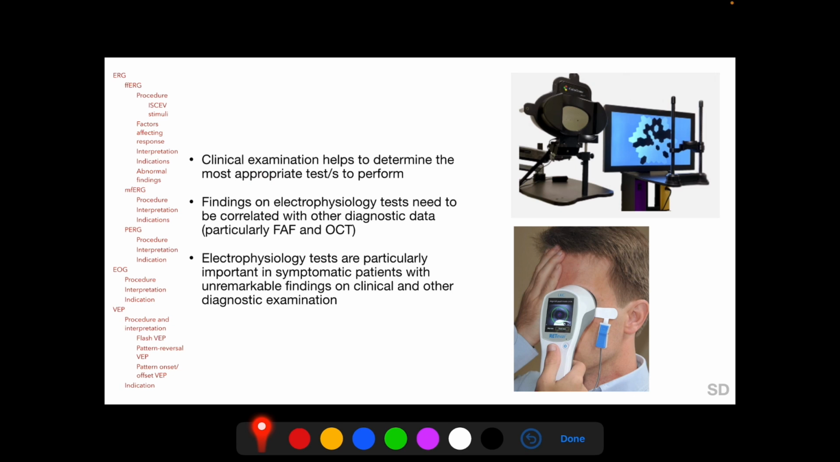Clinical examination of the patient helps to determine the most appropriate electrophysiological test or tests to perform, and findings on electrophysiological tests need to be correlated with other structural diagnostic data, particularly from autofluorescence and optical coherence tomography. We'll also find that there are certain rare hereditary retinal disorders for which electrophysiological tests are pathognomonic and other retinal examinations are not required to come to those diagnoses. Also, electrophysiological tests are particularly important in symptomatic patients, particularly those complaining of night blindness and photophobia, but having otherwise unremarkable clinical and diagnostic examination findings.